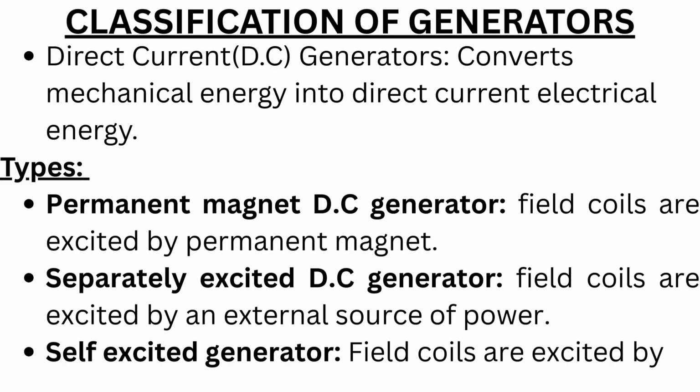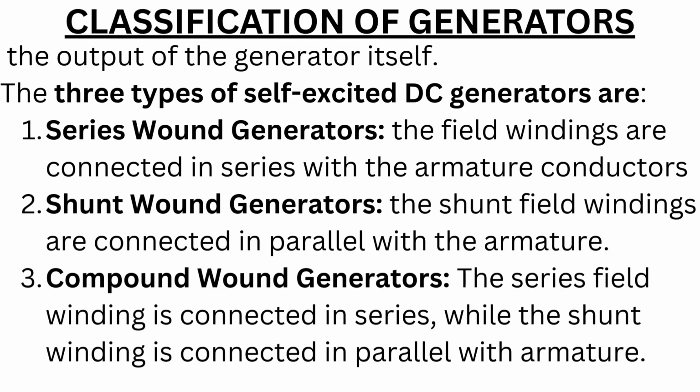Now let us look at the classification of generators. Let us start off by looking at direct current generators. Direct current, DC, generators convert mechanical energy into direct current electrical energy. Types. Permanent magnet DC generator: field coils are excited by permanent magnet. Separately excited DC generator: field coils are excited by an external source of power. Self-excited generator: field coils are excited by the output of the generator itself.